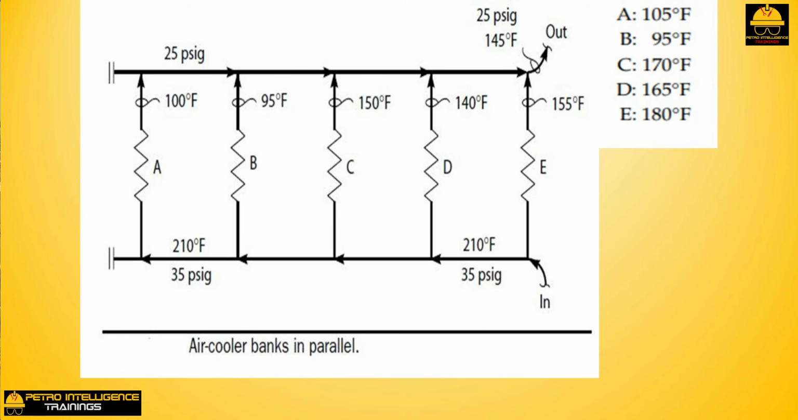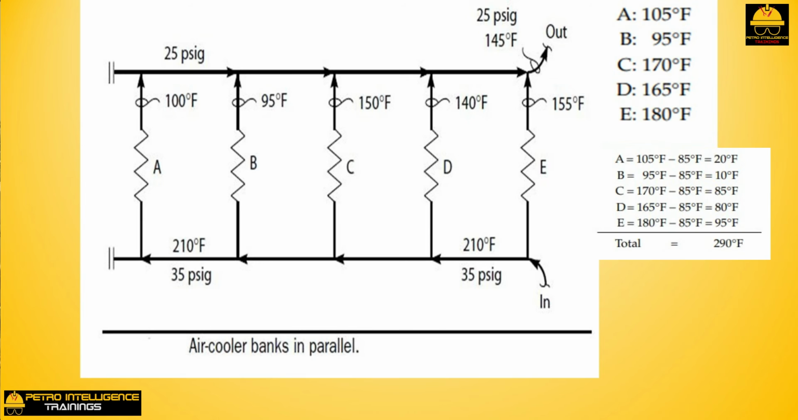The individual temperature rises for each air cooler would then be: A equals 105 degrees Fahrenheit minus 85 degrees Fahrenheit equals 20 degrees Fahrenheit. B equals 95 degrees Fahrenheit minus 85 degrees Fahrenheit equals 10 degrees Fahrenheit.